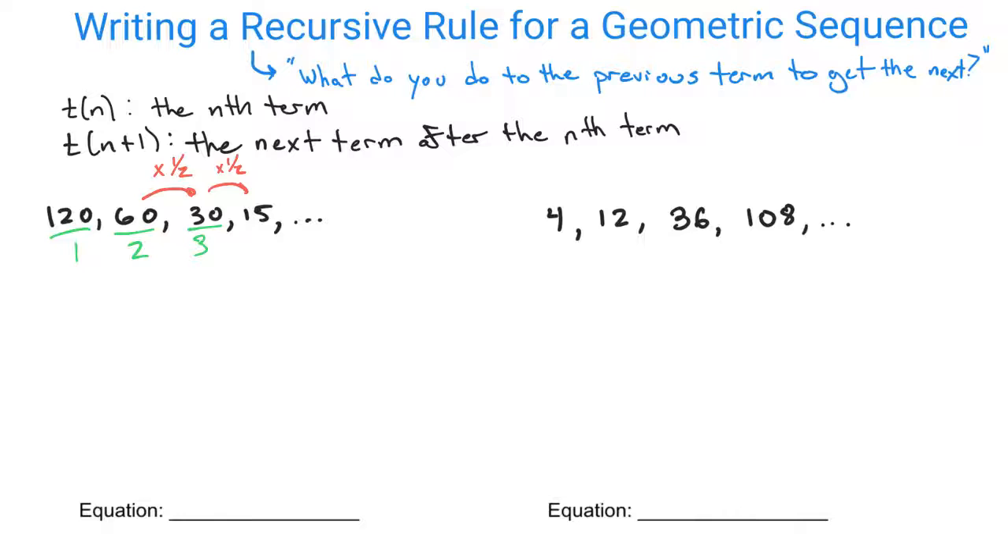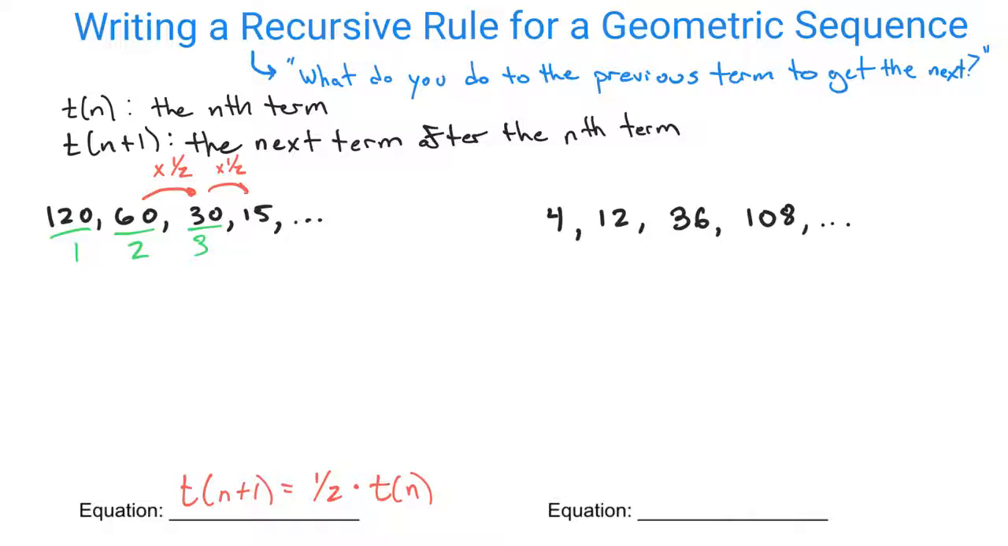And so in order to find the next term, that's what you'd write. N plus 1 is the next term. What you're doing is you're multiplying 1/2 by T of n, right? So that's all it is. Instead of adding, like you saw in the previous example, this one we're multiplying. So 1/2 times T of n. And that would be our rule because that's what we're doing every single time.